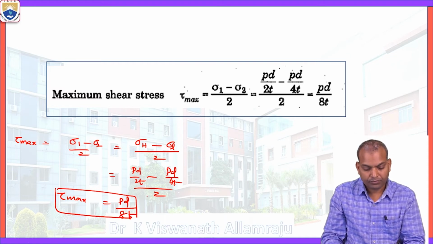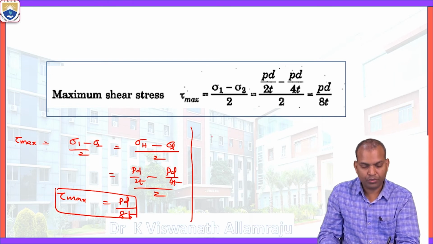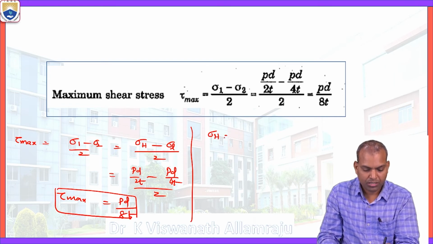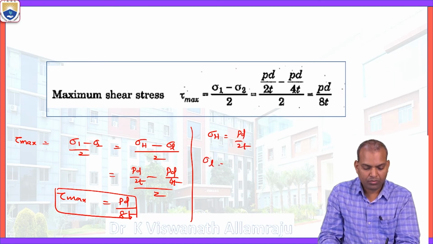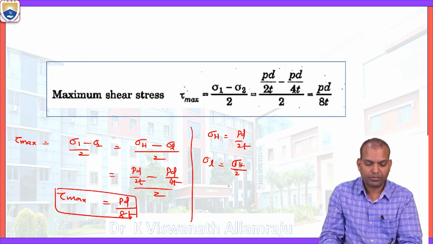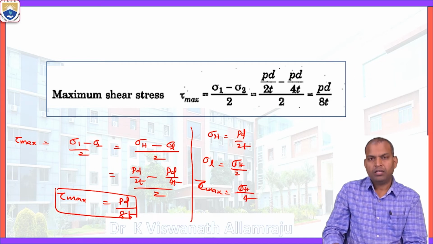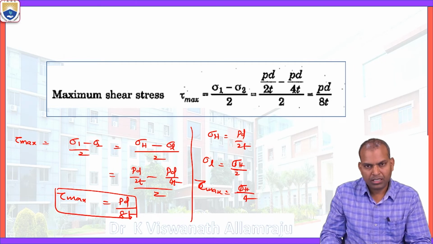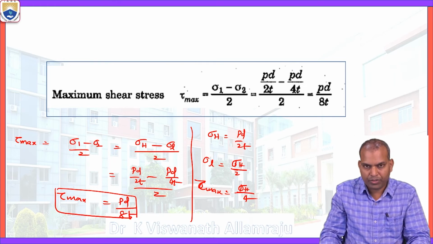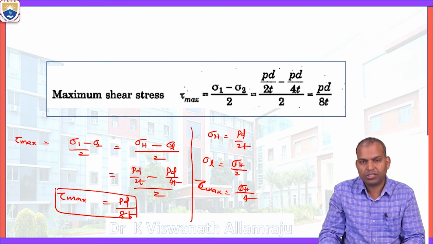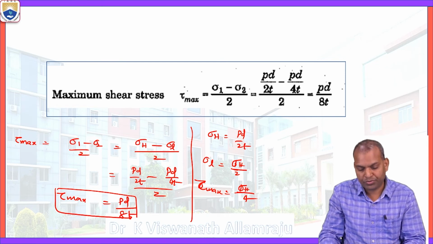Now we can develop the relation in terms of the hoop stress. Sigma h equals PD by 2T, then sigma L equals half of sigma h, that is sigma h by 2. Now what about tau maximum? Tau maximum equals sigma h by 4, where sigma h is PD by 2T. The longitudinal stress is half of the hoop stress, and the maximum shear stress is one fourth of the hoop stress.